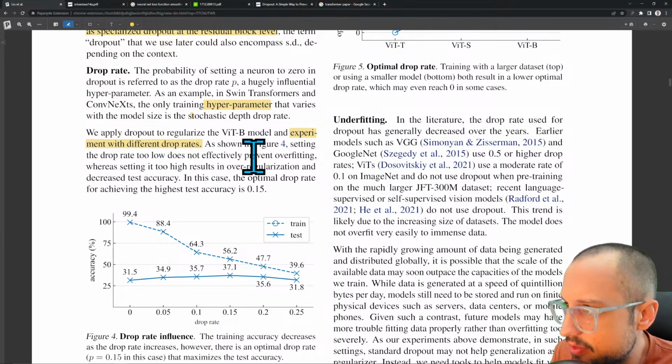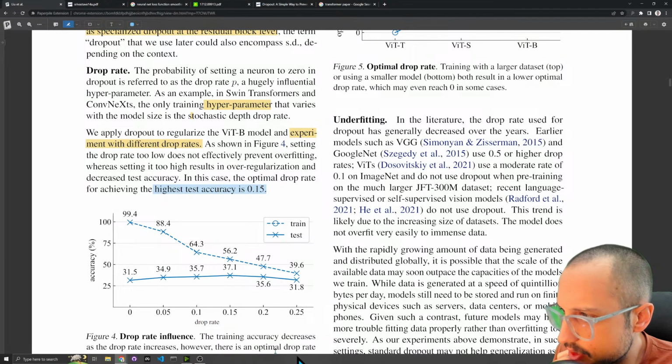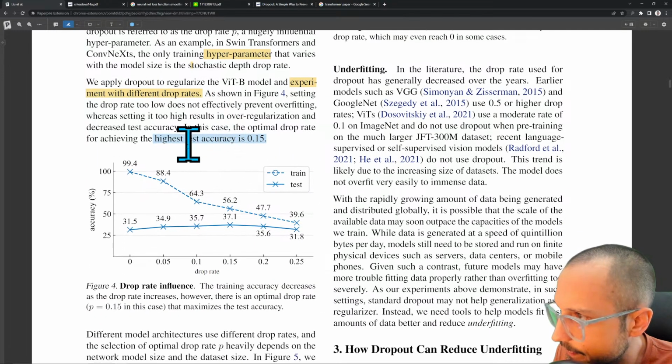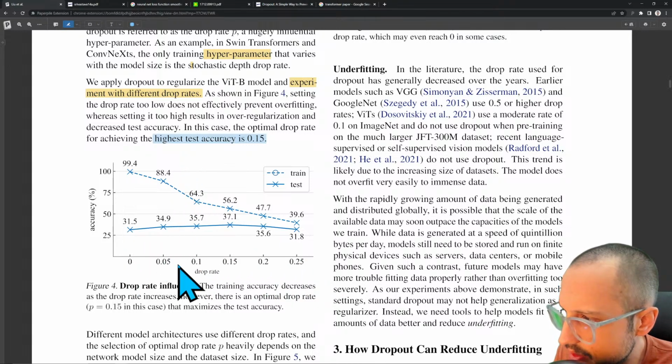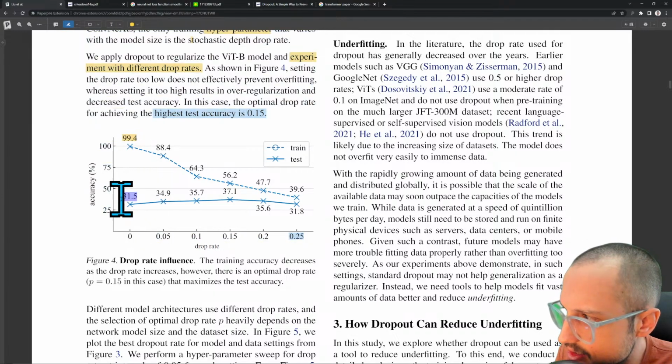Setting it too low does not effectively prevent overfitting, whereas setting it too high results in overregularization and decreased test accuracy. In this case, the optimal drop rate for achieving the highest test accuracy is 0.15. Okay, so they found 0.15 dropout as the best one here. So you can see here different amounts of dropout on the x-axis. You have everything from 0 to 0.25. Then you have the accuracy. So you can see with a dropout rate of 0, no dropout, you have really bad overfitting. At 99% on train, 31% on test. This is super overfit.